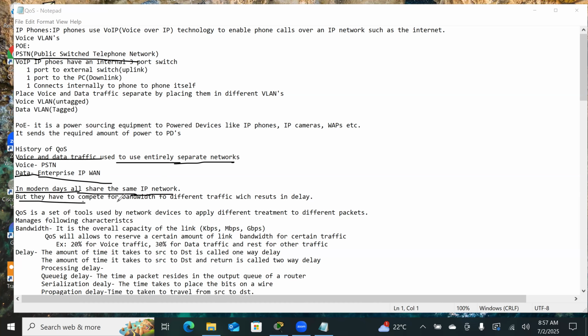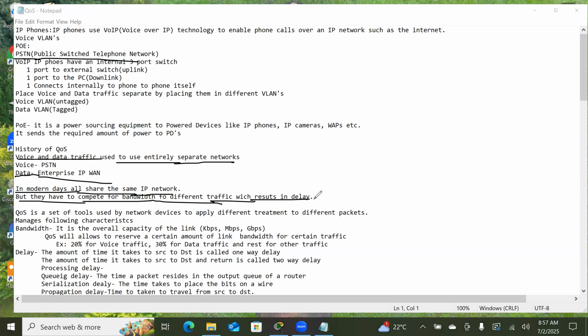But they have to compete for bandwidth for different traffic, which results in delay. What happens here? If all are sent on the same internet, what happens? If I have 10 Gbps of bandwidth, every data flow will be competing for the bandwidth. If I'm sending the data through the same cable, then what will happen? Voice data will say I'll go, normal data will say I will go, and video data will say even I want the bandwidth here.